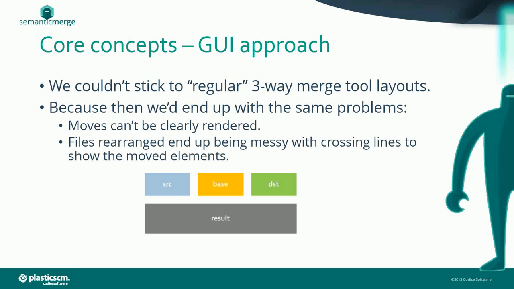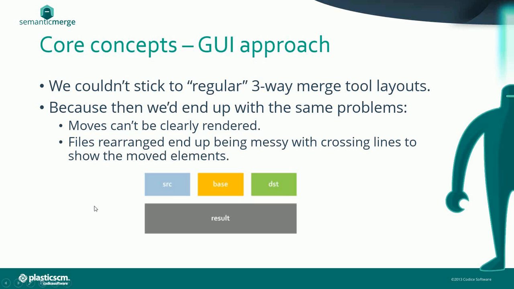So the first thing is, we couldn't actually try to make something as you can see here. This is the regular three-way merge tool layout. You have the base, the source, the destination. Some of the tools don't actually show the base, and then you have the result. All is based on the side-by-side diff analogy. So you put two files side-by-side to each other, and then you check what's being modified, and you handle that.